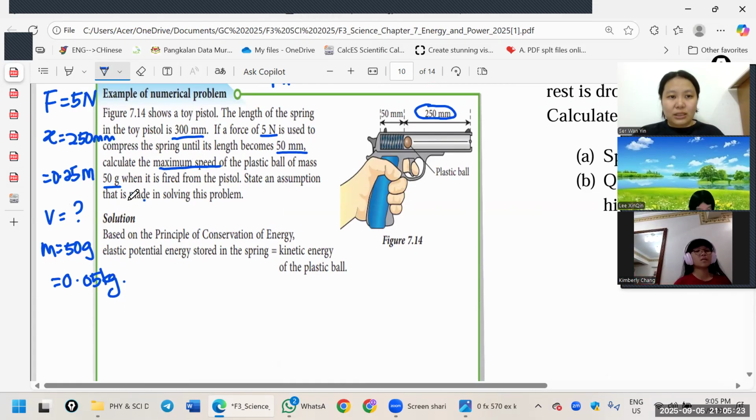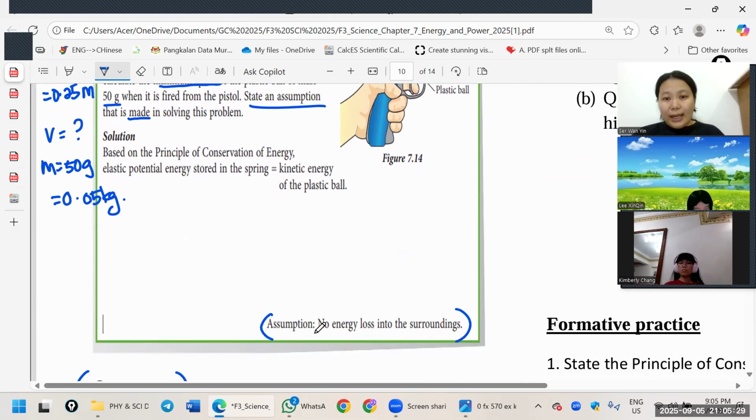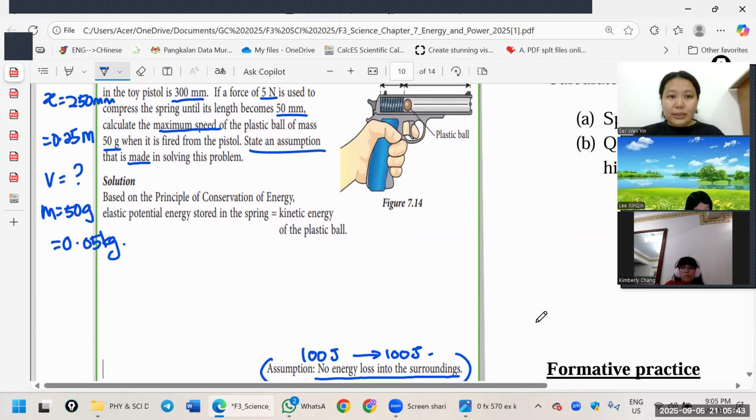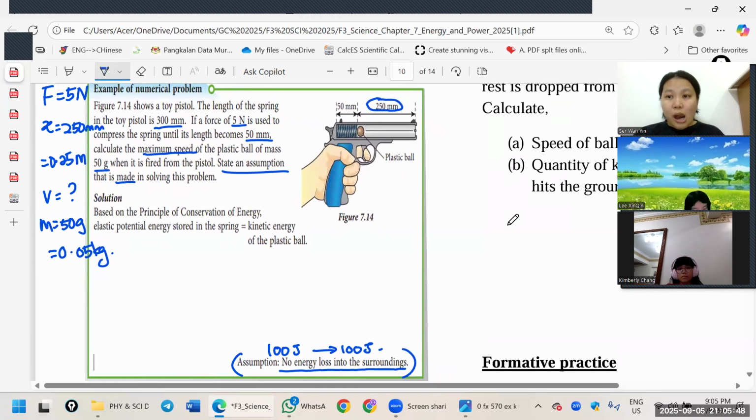State the assumption that is made to solve this problem. Assumption means no energy is lost to the surroundings. Means, let's say if in the beginning it is 100 joules, at the end it is still 100 joules. Now, can you please tell me in the beginning what kind of energy is it? Elastic. Yes, elastic potential energy. Finally it changes to kinetic energy. So now let's write E elastic potential equals E kinetic.